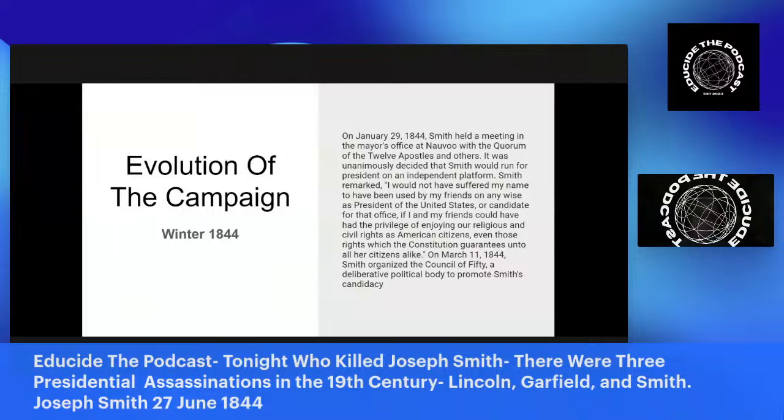Smith remarked, "I would not have suffered my name to be used by my friends on any wise as president of the United States or candidate for that office, if I and my friends could have the privilege of enjoying our religious and civil rights as American citizens, even those rights which the Constitution guaranteed to all her citizens alike." On March 11th, 1844, Smith organized the Council of 50, a deliberative political body to promote the Smith candidacy.